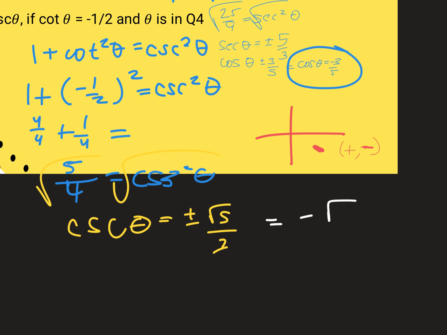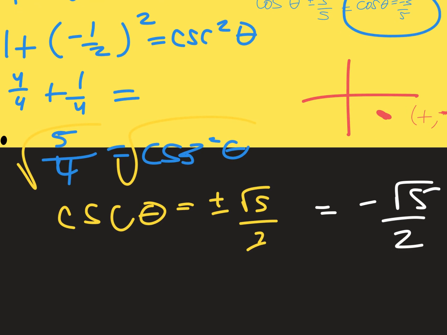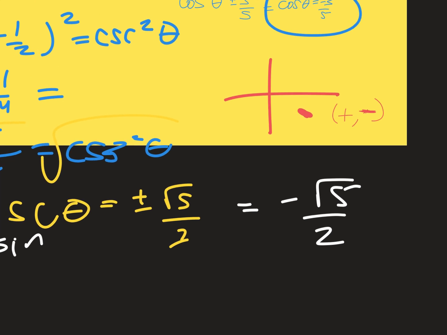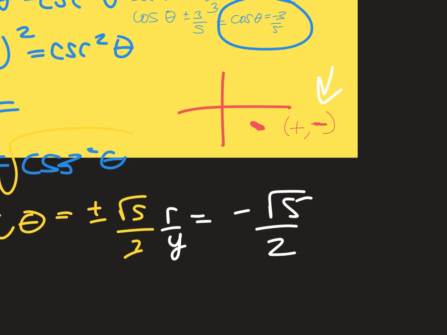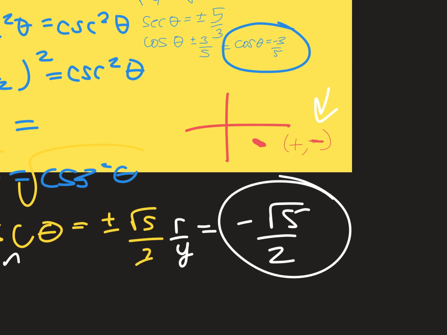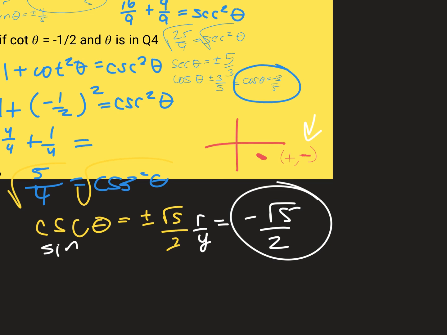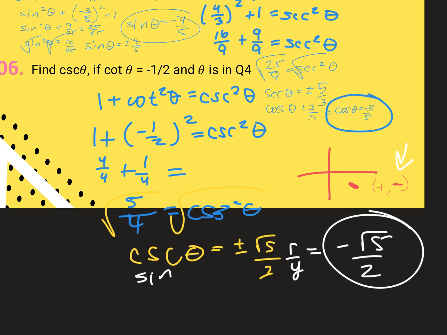It's negative square root of 5 over 2. What is the ratio for cosecant? Cosecant goes with sine. So it's R over Y. Your R value is always what? Positive. If you're in the fourth quadrant, guys, what is your Y value? Negative. If you know what the signs are in each quadrant, positive, positive, negative, positive, if you know the signs of X and Y, and you know which trig functions are positive and which are negative, you can very easily figure this out.